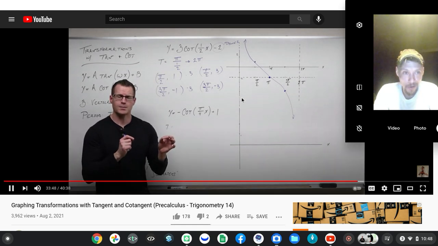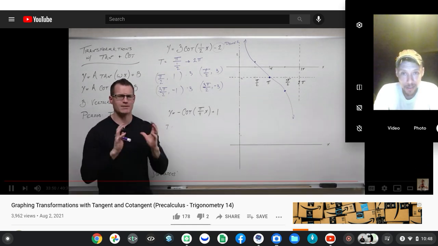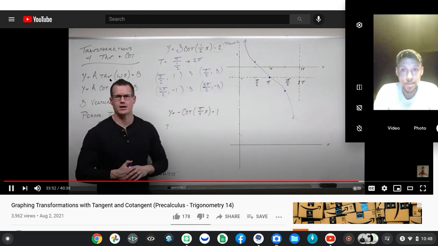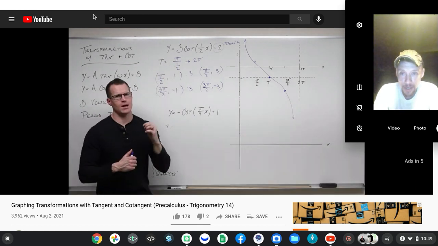If you understand where it starts and where it stops, you can find your center. Everything happens on our key points. Our key points are very valuable. We just have to manipulate them if you have a coefficient on that.